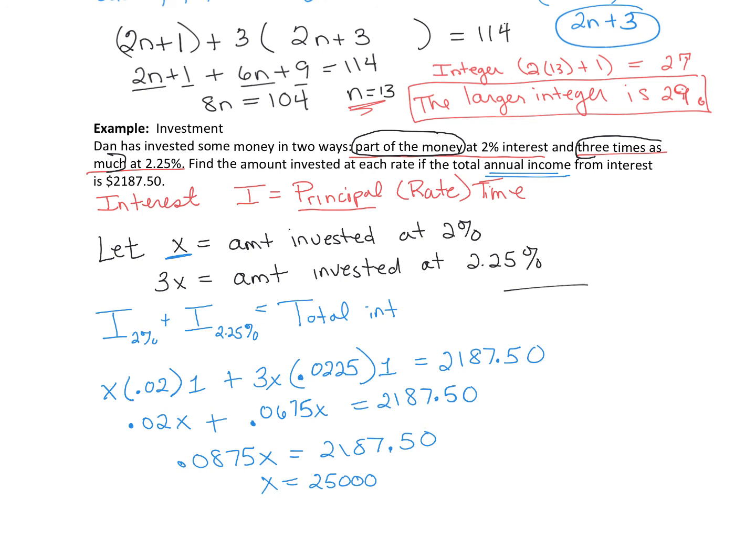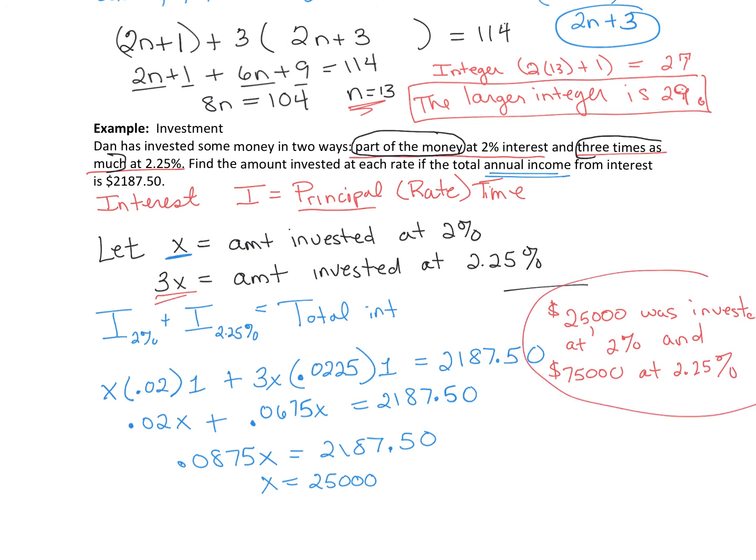So I'm going to write a sentence here that says $25,000 was invested at 2%, and 3 times as much, we know that here, so $75,000 at 2.25%. Making sure that we're always answering using a sentence. So that concludes this video. I hope you have enjoyed it, and good luck with your homework.